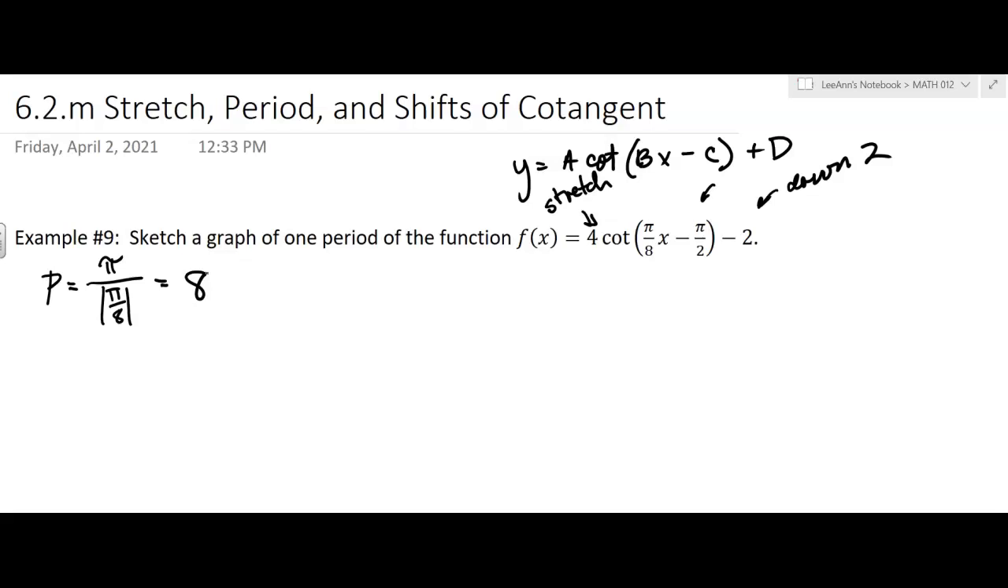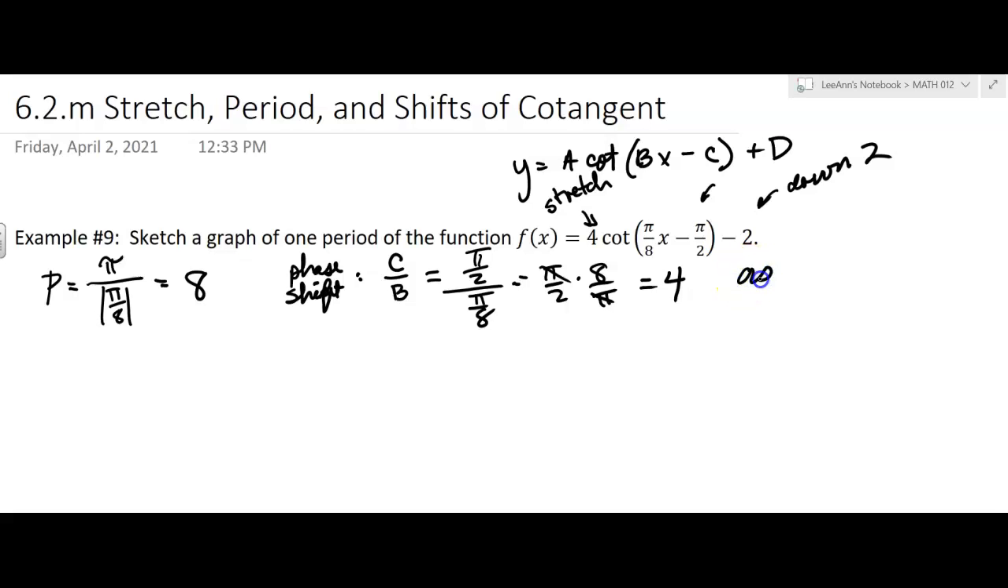Now, the trick, though, on the phase shift, like we've done before, is c over b. And in this case, that's going to be pi over 2 over pi over 8. So think pi over 2 times 8 over pi. Pi's are canceling, and so you're going to get 4. So there's going to be a phase shift of 4. But what does that do to the asymptotes?